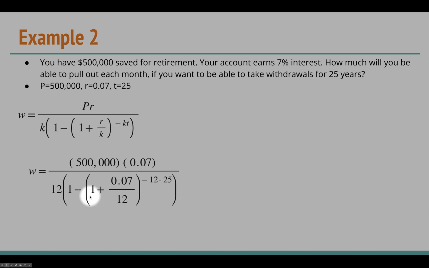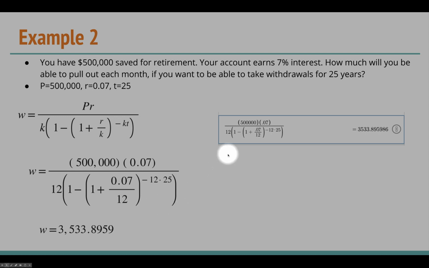If we move down to the denominator, since we're taking monthly withdrawals, K is 12. R, the rate of return, again, is 0.07. So R over K is 0.07 divided by 12. And then we have negative KT. Don't forget that negative sign is there. It's a negative exponent. So we have negative 12 times 25. This calculation we're going to put into a scientific calculator. When we do so, we get $3,533 and about 90 cents.